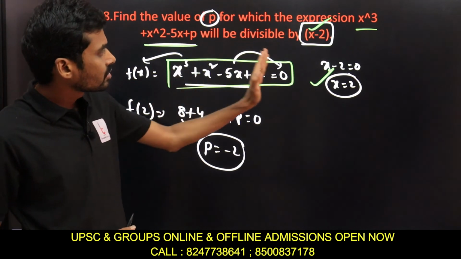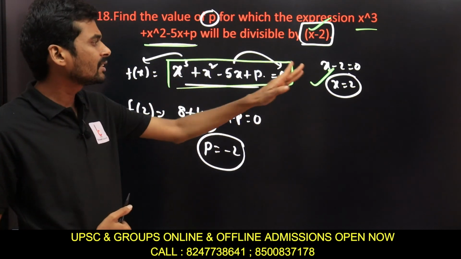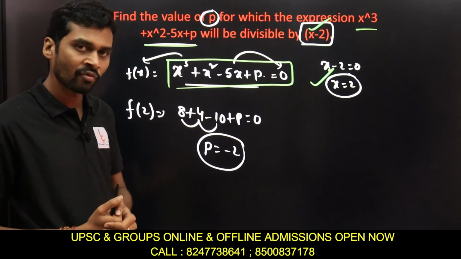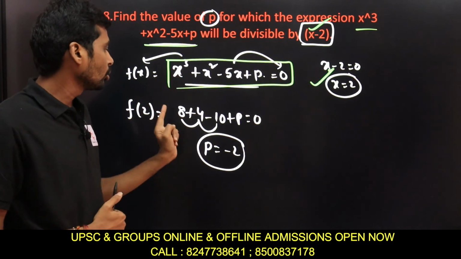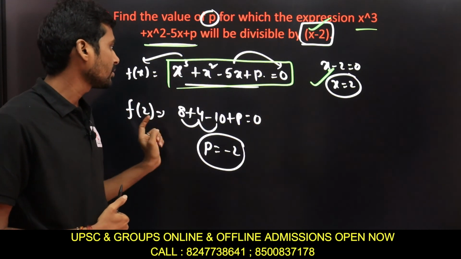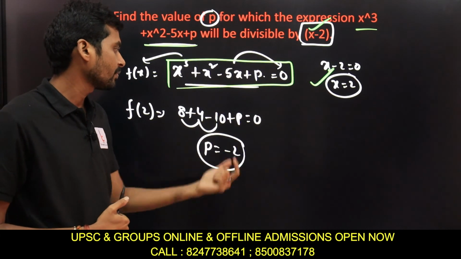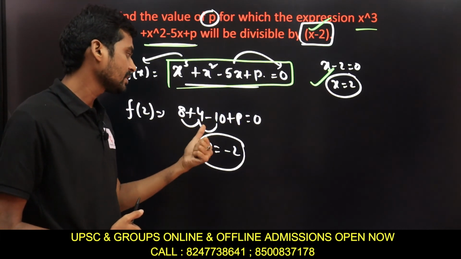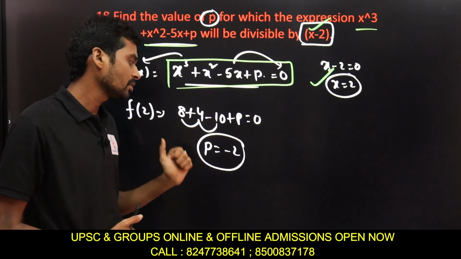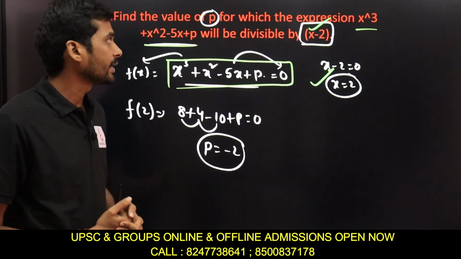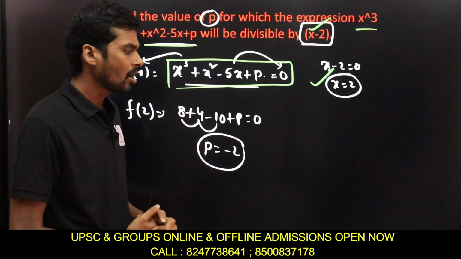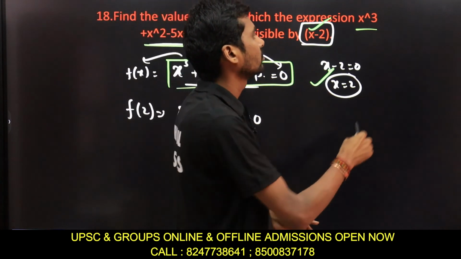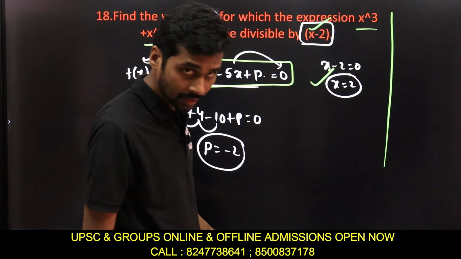If f of x is this value, then instead of x I substitute the value, f of 2. 2 cube is what? 8. 2 square is 4. 5 into 2 means 10 plus p is equal to 0. So 8 plus 4 is 12. 12 minus 10 is 2. 2 plus p is equal to 0. Then p is equal to what? Minus 2. Okay.